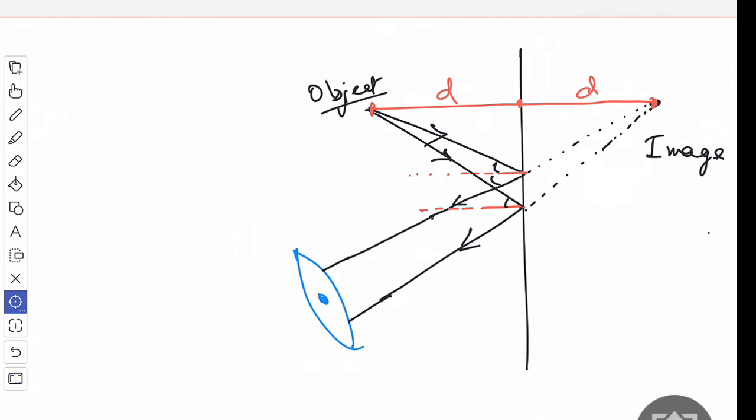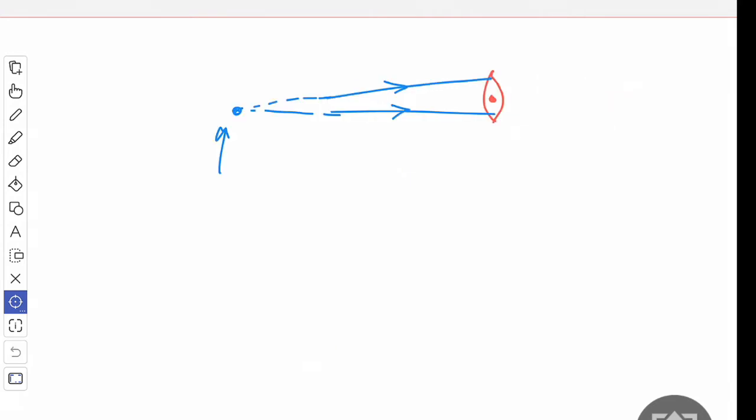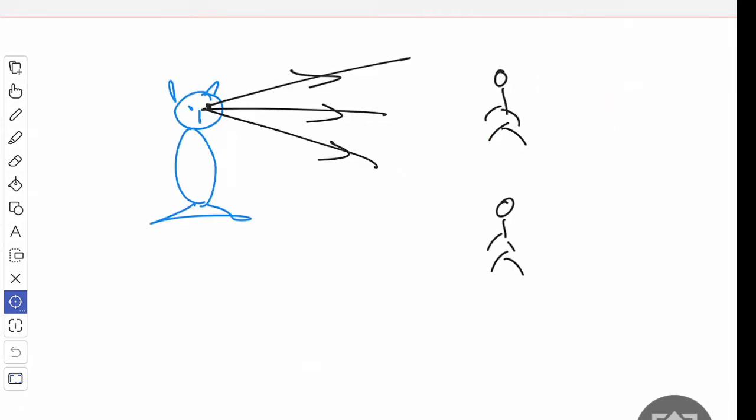I'll stop here for a minute or so. I will give you time to take notes, and I'll just repeat this one. You need not take any notes, but the basic idea is that rays of light are going in all directions, wherever a person can see. That is why you're able to see. Multiple people are able to see this cat because the rays of light are going in multiple directions.